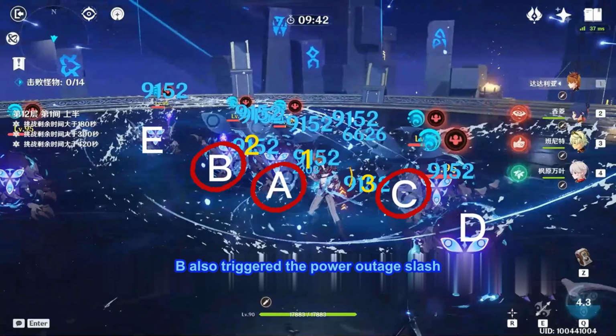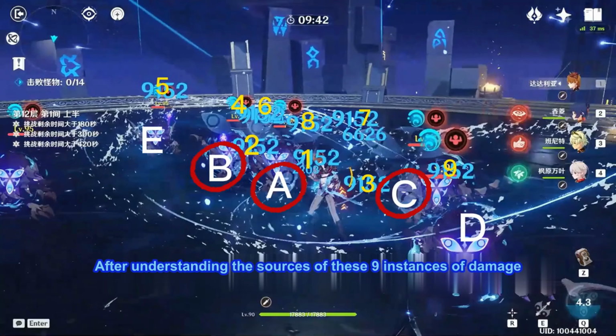Next is B. B also triggered the flow flash, so it also caused damage to itself. It also hit E and, at the same time, because they are also within this 3 meter radius, it also caused 3 instances of damage. Finally, it's C. C also triggered the flow flash, so it caused damage to itself once. At the same time, it hit D, so it also caused flow damage to D.